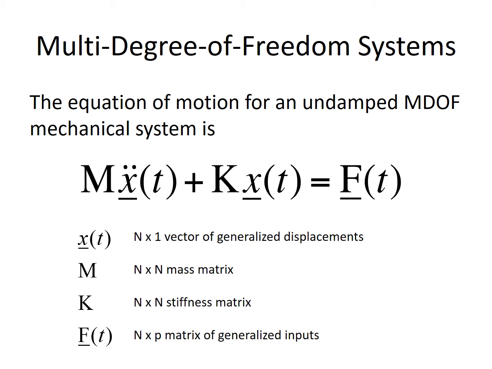The term generalized refers to the fact that these displacements might represent a mixture of linear displacements and angular displacements depending on the problem being studied. M is an n by n mass matrix, and K is an n by n stiffness matrix. F of t represents the externally applied generalized force vector. Note that this equation reduces to the single degree of freedom equation of motion when n equals 1.